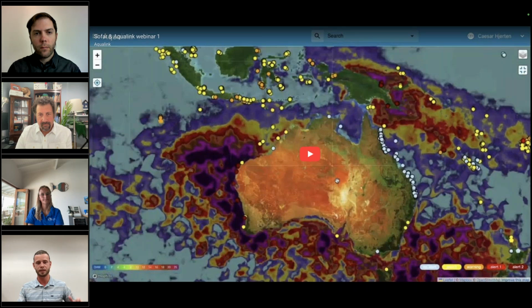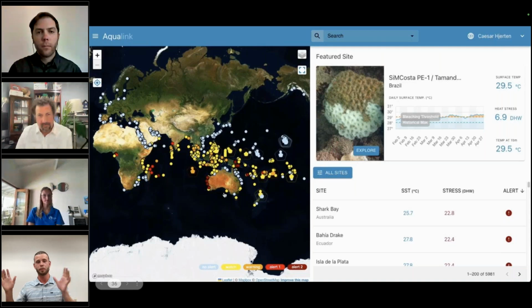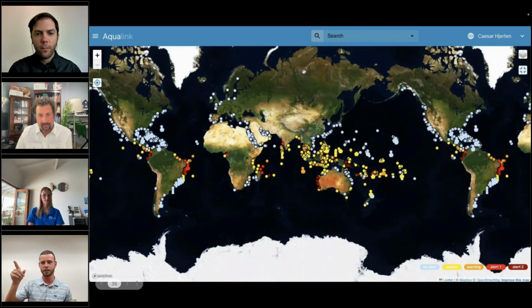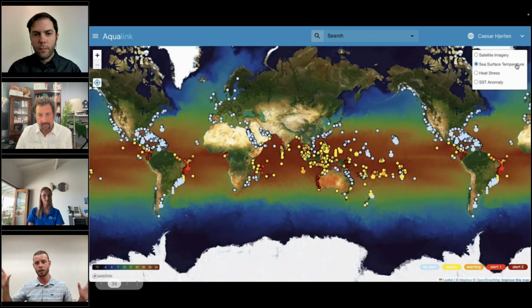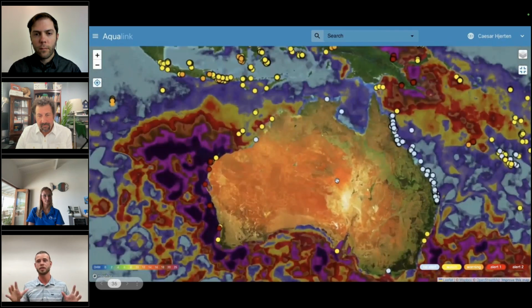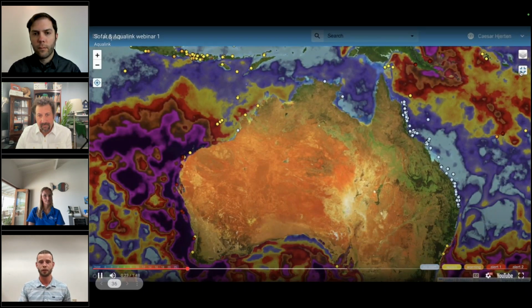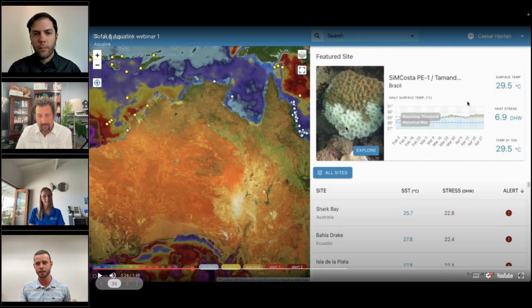All right, so let's take a quick visual journey into the Aqualink platform itself. So here we have the Aqualink map, and we can make this map bigger too by clicking on this icon right here. And in the top right corner, you can see a layer icon. So let's click on that one. And now we can get sea surface temperature data. We can also change the heat stress, which we just talked about. So if we zoom in here, we can see all these dark colors indicating prolonged heat stress. So then if we go back here, we can see the featured site.